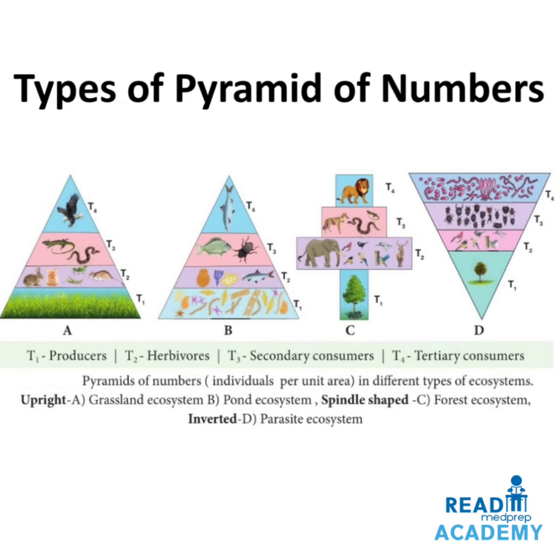Here to sum up the types of pyramid of numbers, A and B are the upright pyramids. A is the grassland ecosystem and B is the pond ecosystem. The C is the spindle-shaped pyramid, which is the forest ecosystem. And D is the inverted pyramid or the parasite ecosystem.